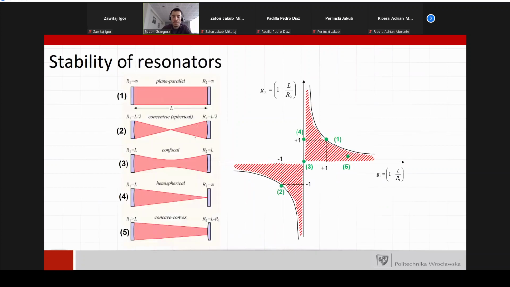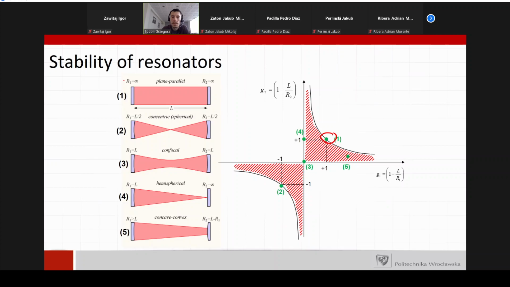So maybe this is better visible. We can also see these green points, which represent different types of resonators. Where are they placed on this stability diagram? Generally, as you can see, some of them are on the edge of the stability region. For example, this is the plane parallel resonator, where the mirrors are flat. They have an infinite radius of curvature, so they are flat.